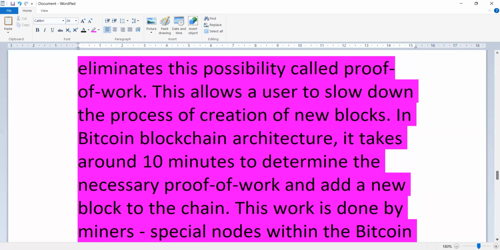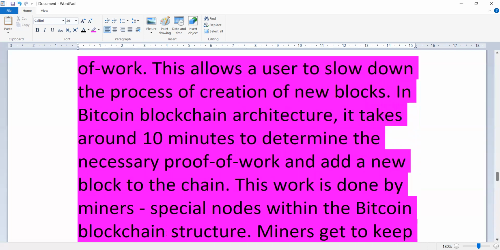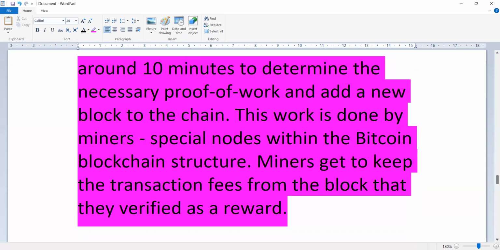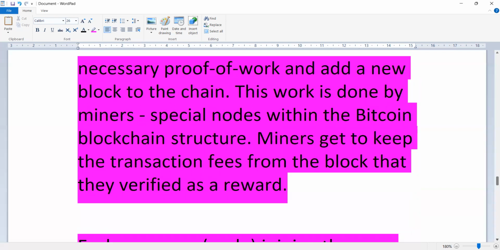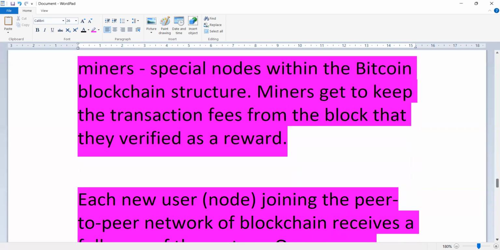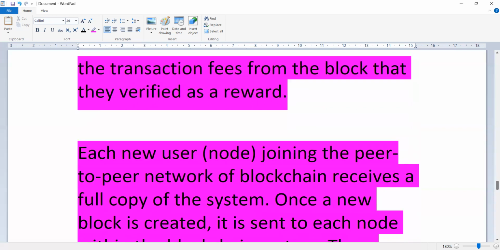This allows the user to slow down the process of creation of new blocks. In Bitcoin blockchain architecture, it takes around 10 minutes to determine the necessary proof of work and add a new block to the chain. This work is done by miners, special nodes within the Bitcoin blockchain structure. Miners get to keep the transaction fees from the block that they verified as a reward.